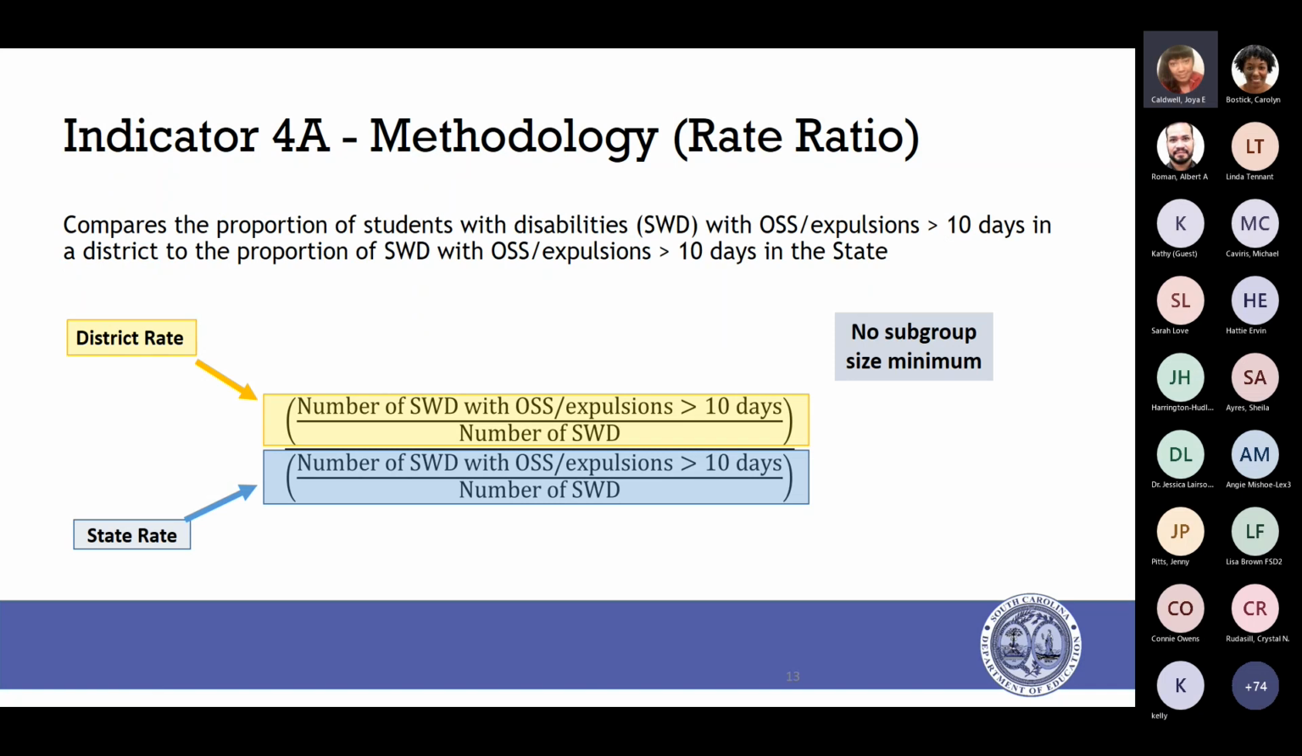The methodology used for indicator 4A is that of a rate ratio. We will simply be dividing the district's portion of the students with disabilities and out-of-school suspension greater than 10 days by those of the state. There's no minimum cell size requirement for indicator 4A, and it merely determines the rate at which an overall discrepancy will exist. Next slide.